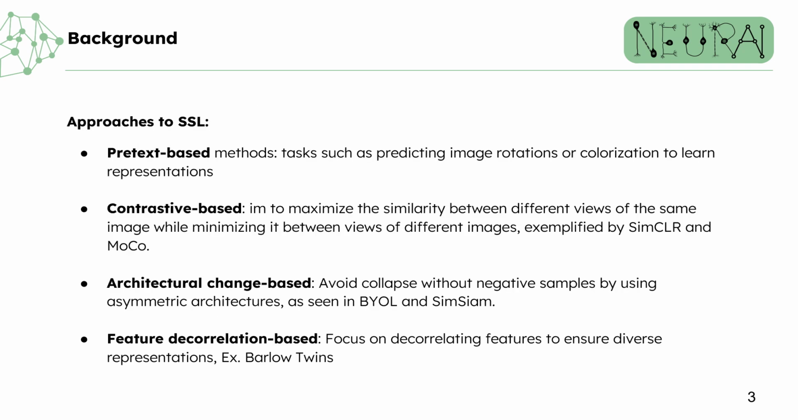There have been several approaches to self-supervised learning methods. Pretext-based methods involve tasks such as predicting rotations to learn representations. Contrastive-based methods aim to maximize the similarity between different views of the same image while minimizing the similarity between views of different images. This is seen in SimCLR and MoCo methods. Architectural methods avoid collapse without negative samples by using asymmetric architectures, as seen in BYOL and SimSiam. Feature decorrelation methods focus on decorrelating features to ensure diverse representations, exemplified by the Barlow Twins method.